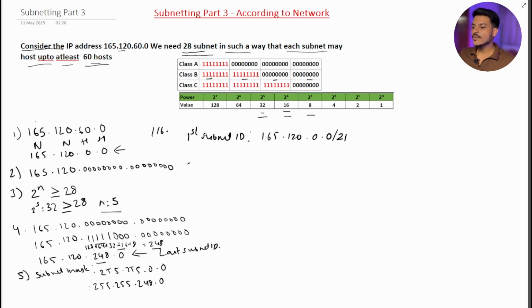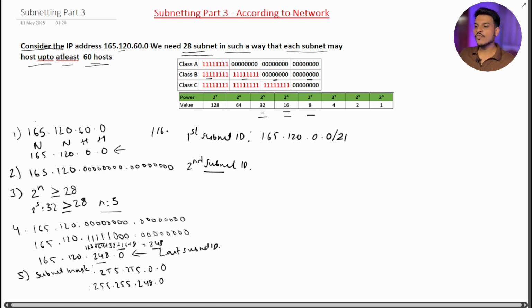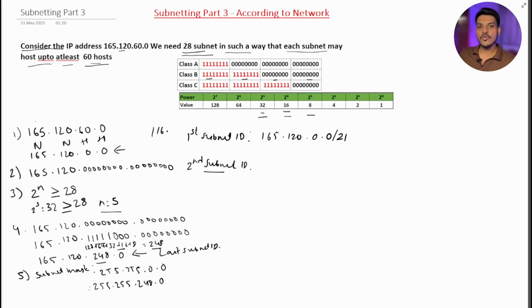Now what will be its second subnet id? In order to find the second subnet id, we need to find the value of the first network bit that is given from host to network. So what is the first network bit that is given from host to network?